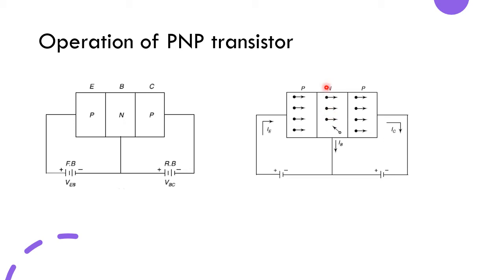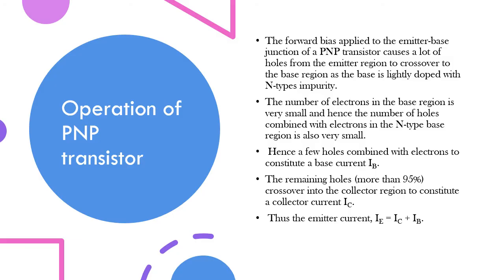Since it is n-type, electrons are the majority carriers. But due to the light doping, the number of electrons here is very low. So here hole-electron recombination takes place, and the remaining 95% of the holes move to the p-type material, and this causes the current IC to flow. So now we get IE equal to IC plus IB in the external circuit. So this is the operation of the PNP transistor. This is explained in this slide.